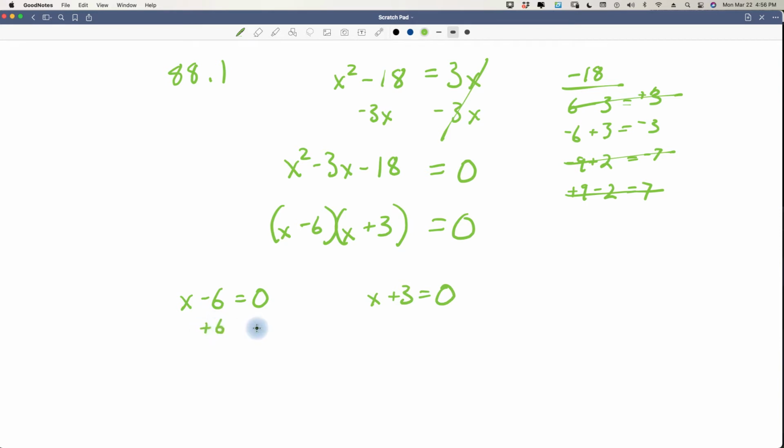We add 6 to both sides: x equals 6. And we subtract 3 from both sides: x equals negative 3. So these are the two answers for this quadratic equation: x equals 6 and negative 3. Okay?